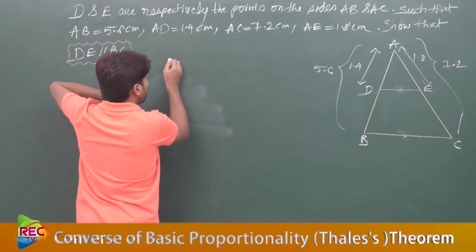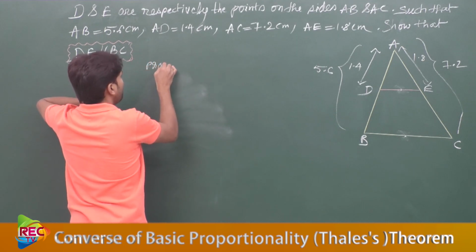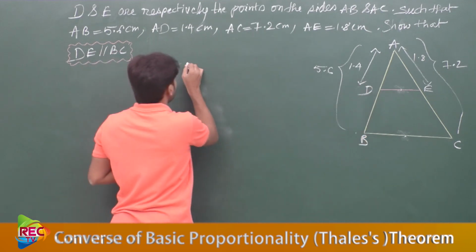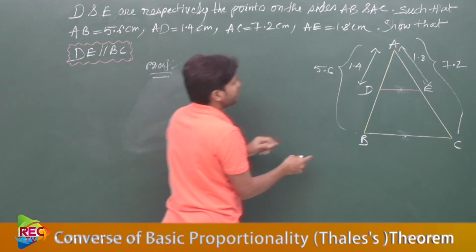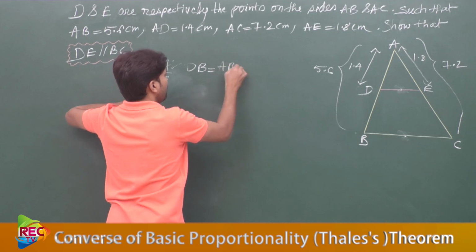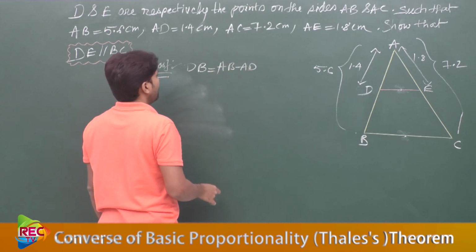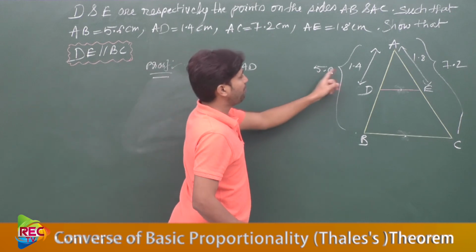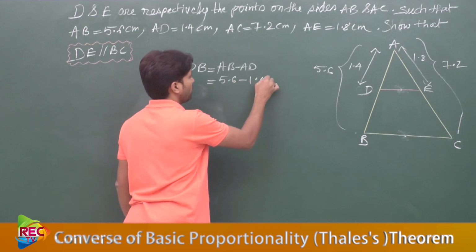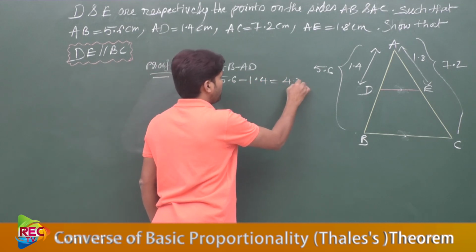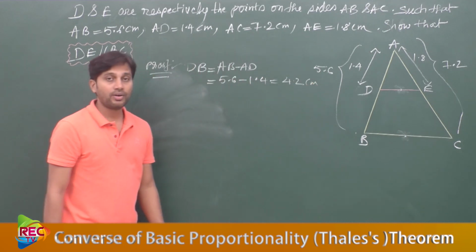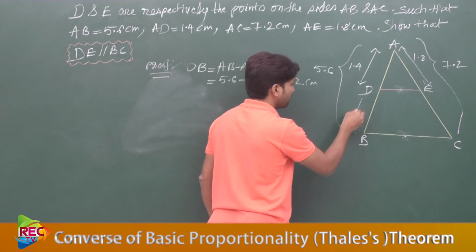Understood? So, to obtain this, DB can be found out. DB can be written as the difference between AB and AD. That means AB minus AD. Right? So this DB would be how much? 5.6 minus 1.4. Is it 4.2 or not? Exactly, 4.2 centimeters. Okay, so we find this length as how much?